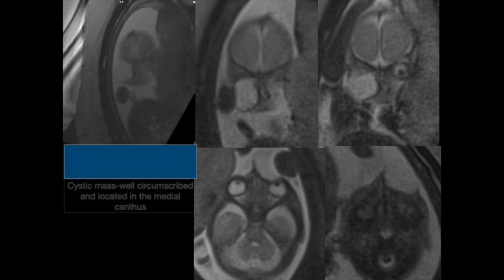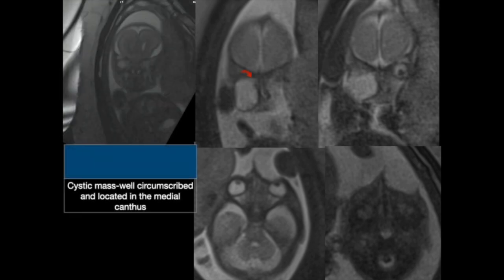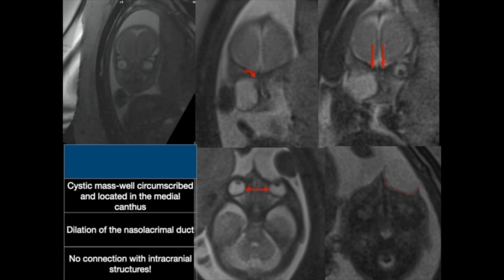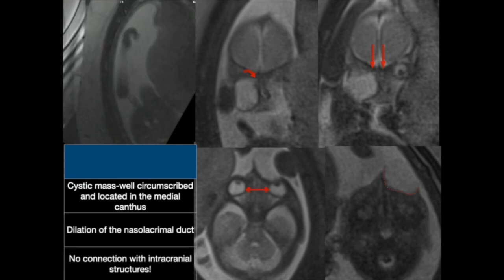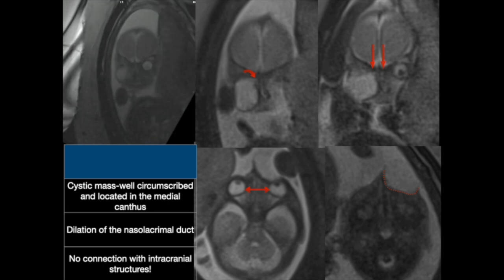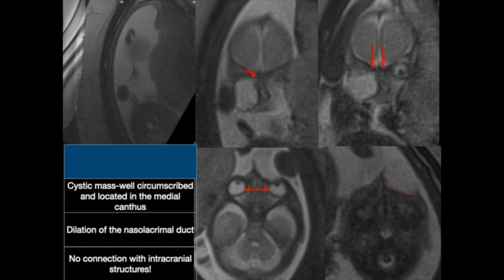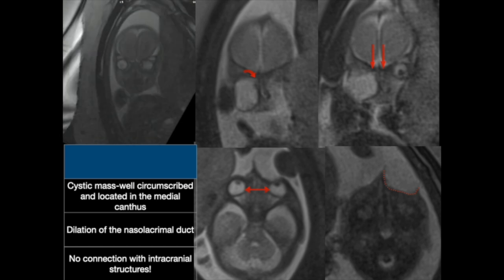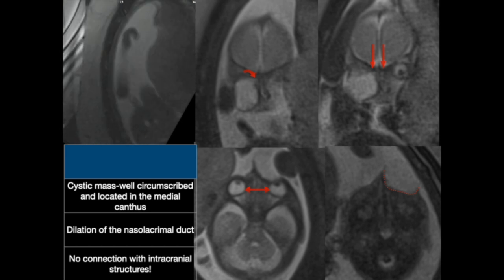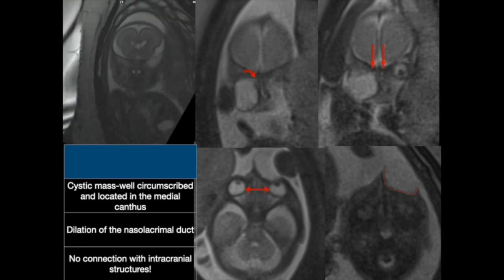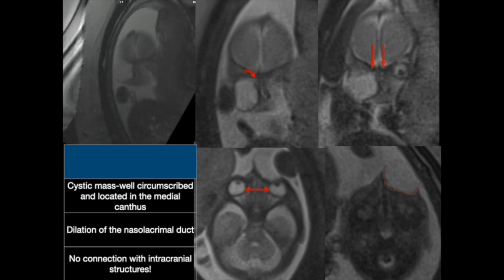Let's look at the fetal MRI. Now it's more clear that this lesion is in between the right orbit and the nose. This cystic mass is well circumscribed and located in the medial canthus. If you compare the right and the left side, there is a dilatation of the nasolacrimal duct on the right side. Posterior part of the lesion has no connection with intracranial structures.